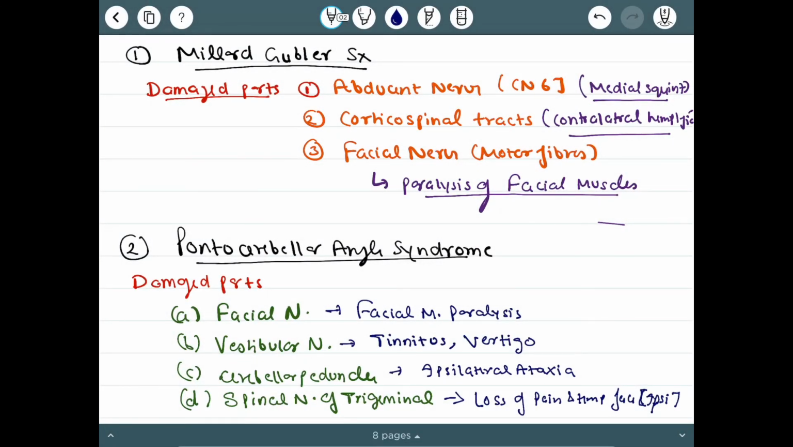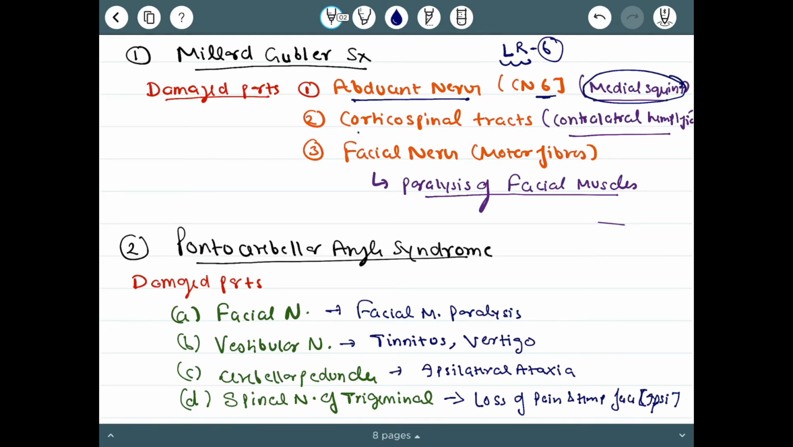In Millard-Gubler syndrome, as we have seen, the abducent nerve will be affected. What is the function of the abducent nerve, friends? The abducent nerve is the sixth cranial nerve, and you may remember the mnemonic LR6, that is, the lateral rectus is supplied by cranial nerve 6. So its function is to control the lateral rectus and the lateral movement of the eyeball. If it is damaged, then the eye will be deviated toward the medial side, so it will cause a medial squint. So the first feature of Millard-Gubler syndrome is medial squint.